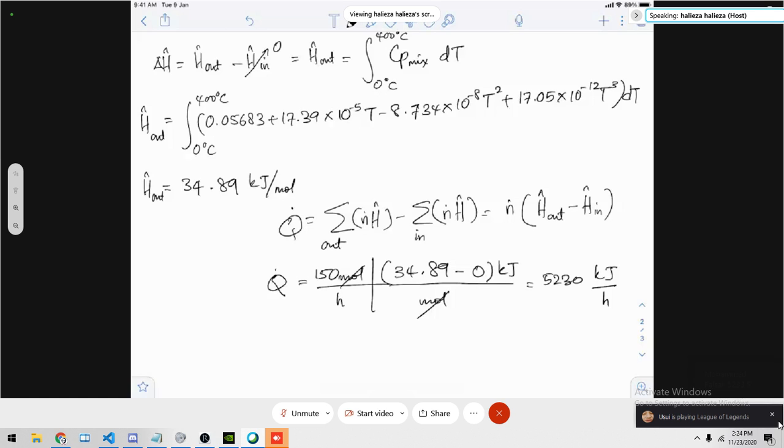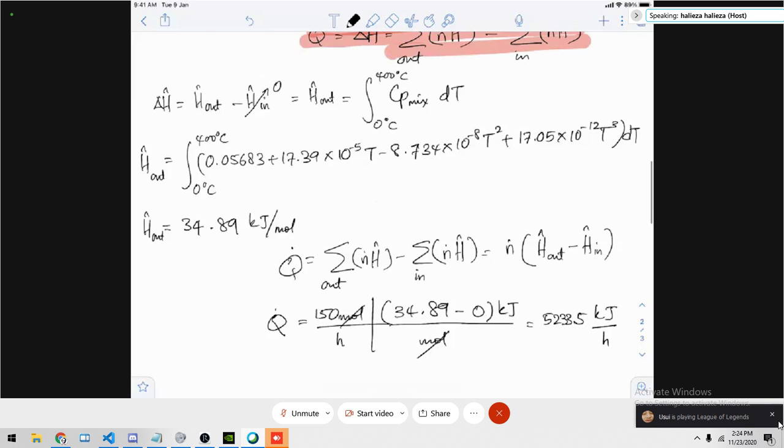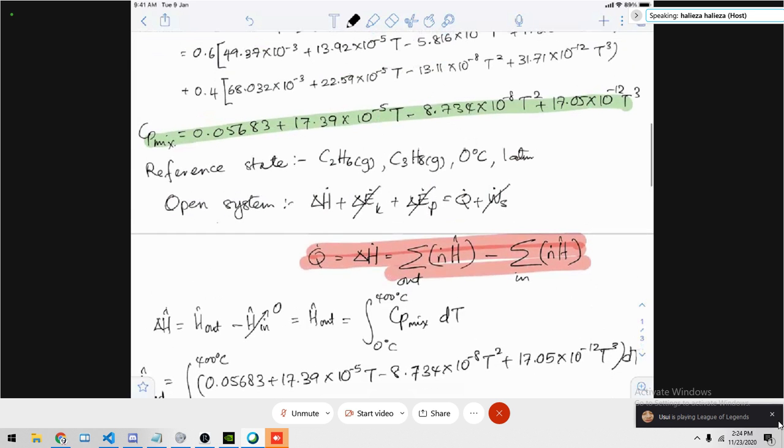5233.5, said Doctor. 5233.5, yeah. Thank you. So the answer from the textbook is not right, isn't it? Or is it they round it off? Yeah, 5233.5. Yeah, they rounded off the value. So this is the answer we get if you use the equation for the Cp of the mixture. Now I'm going to redo this same example.